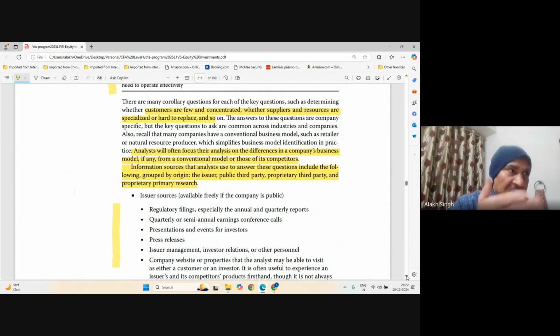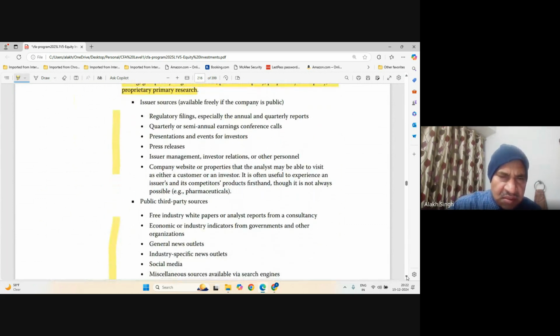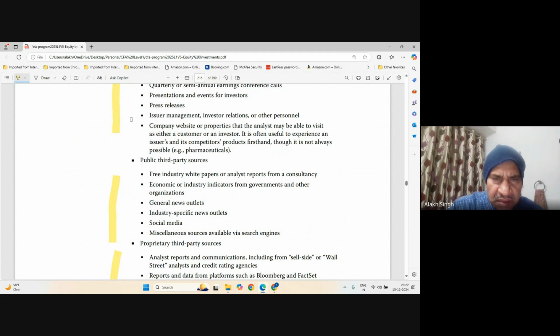Website, you can even visit his office if you want, or otherwise the company website. Then press releases, presentations, and information given to investors like financial statements. Then public third party sources, meaning industry white papers; the government itself is a third party source that gives information. Then proprietary third party sources. These are people like Bloomberg.